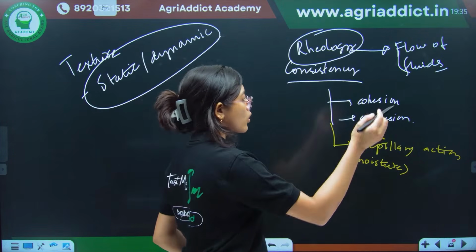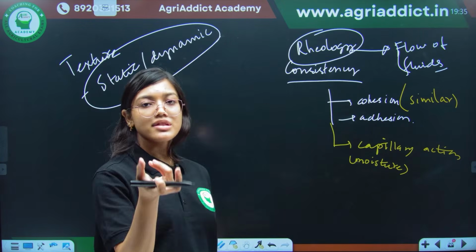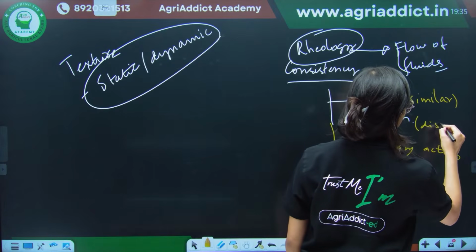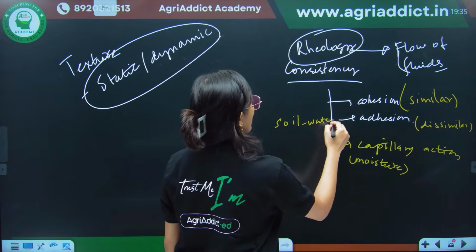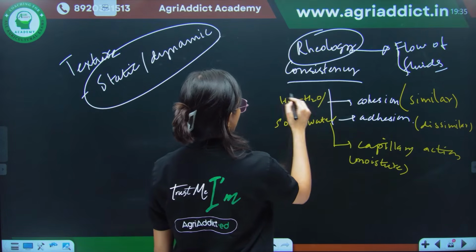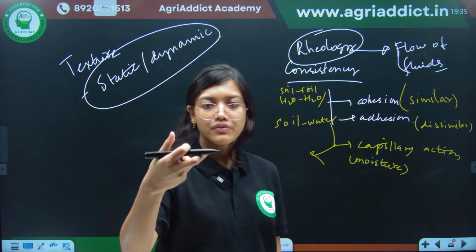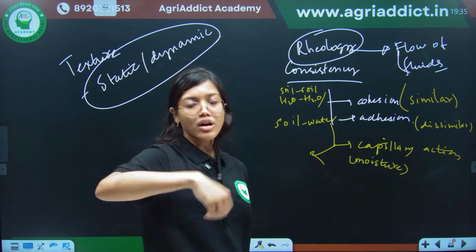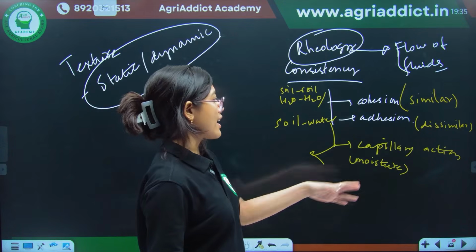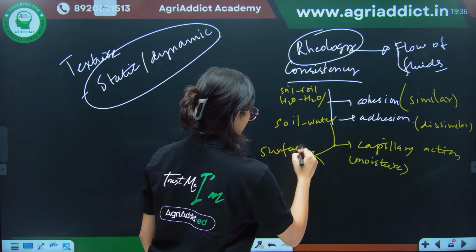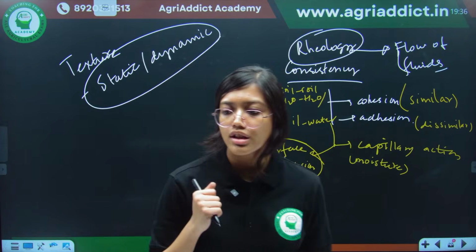Cohesion means the force that happens in between similar kinds of particles. Adhesion means dissimilar kinds of particles. Suppose I am taking soil and I am taking water, that is adhesion. I am taking water, water or soil, soil, that is cohesion. And what is capillary action? Capillary action is the phenomenon in which water in a soil will rise through a very, very narrow pore. So, it is the rising action of water, and that is due to the surface tension of whatever water or moisture is present in the soil.